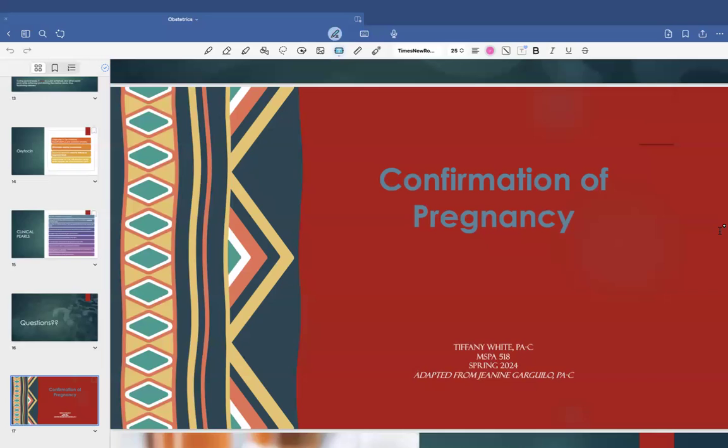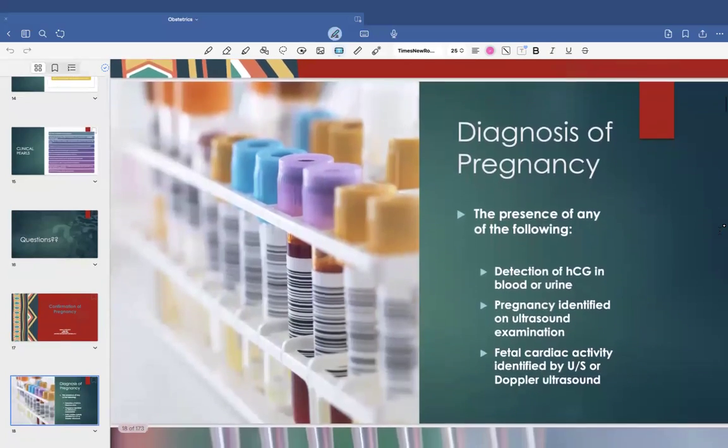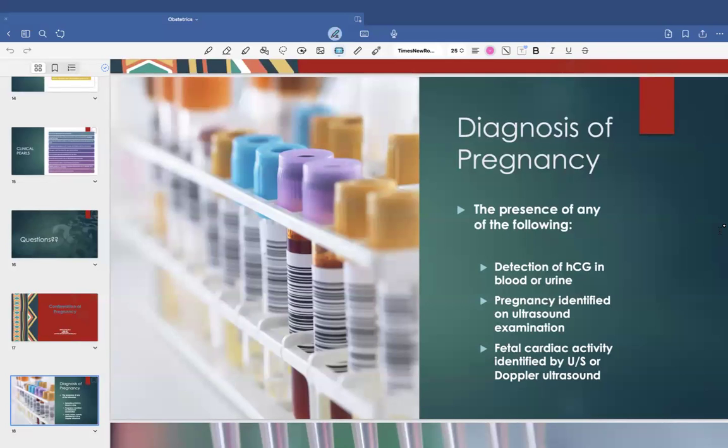We're gonna discuss confirmation, as most people are not gonna go to the doctor immediately. They go to the grocery store and pick up a pregnancy test. So, diagnosis of pregnancy. The presence of any of the following give us a diagnosis of pregnancy, and there are three. The first, detection of HCG in the blood or urine. Just talked about HCG. The second, pregnancy identified on an ultrasound.